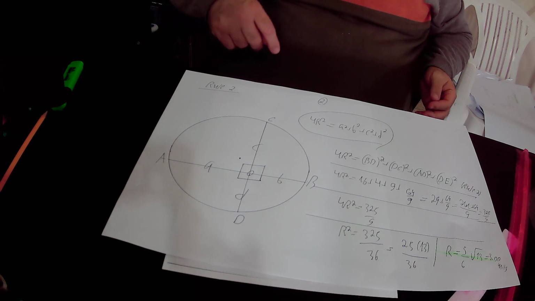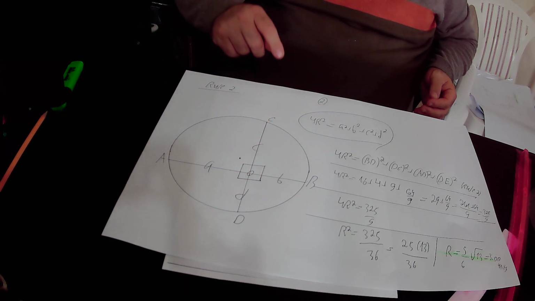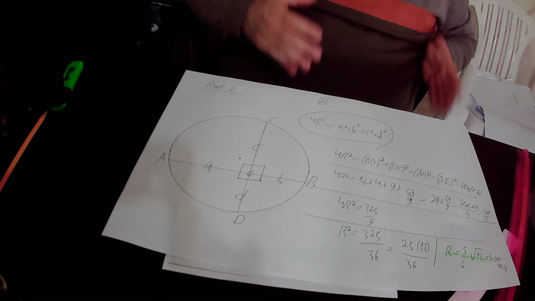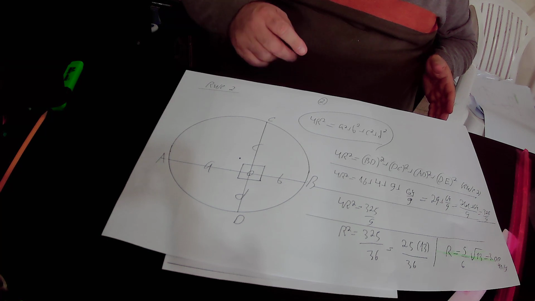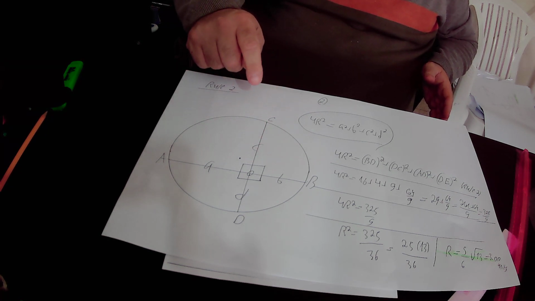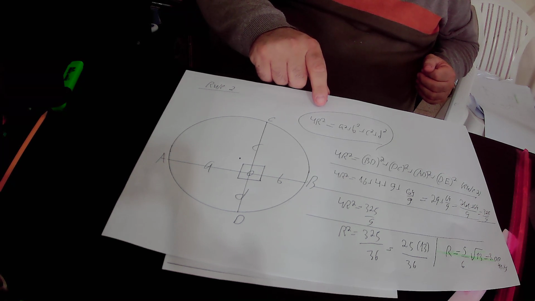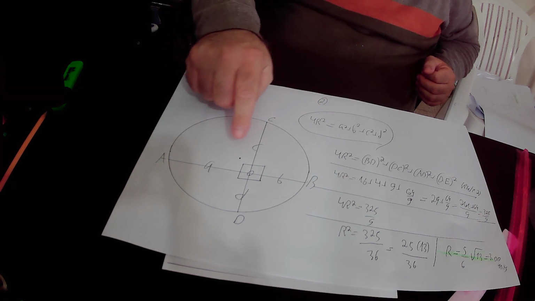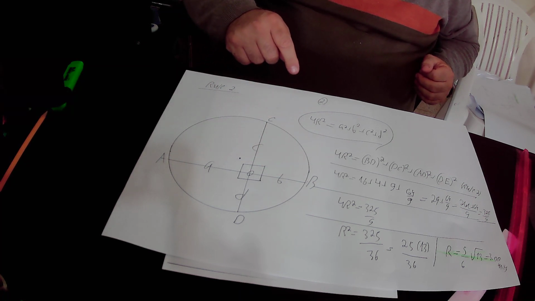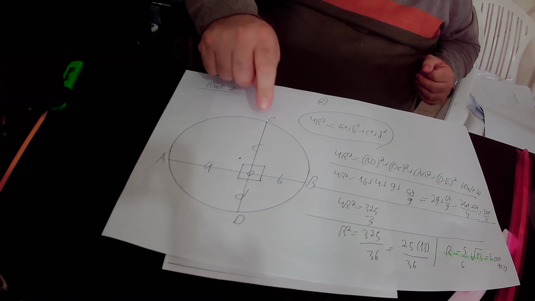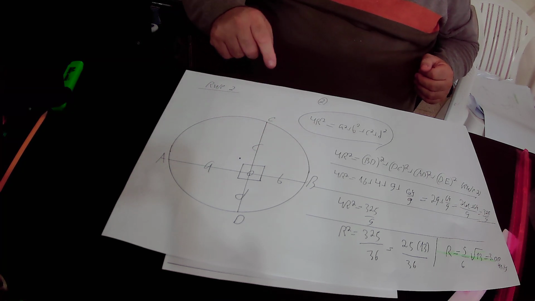According to rule number 2, if chord AB intersects with chord CD at 90 degrees, that is to say, at the intersection point they create 90 degrees with each other, then the following equation is true: 4 times R squared equals A squared plus B squared plus C squared plus D squared. Again, 4 times R squared equals A squared plus B squared plus C squared plus D squared.